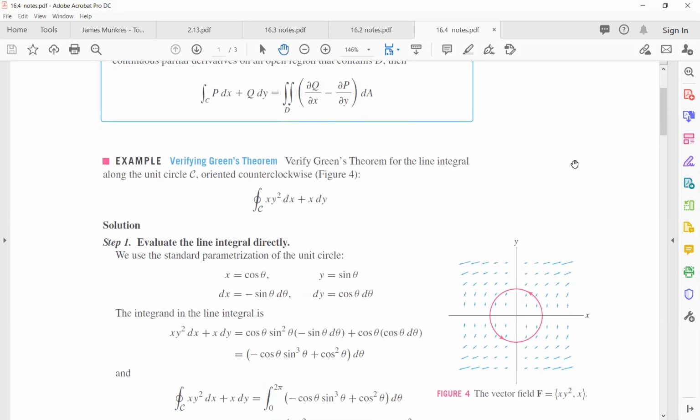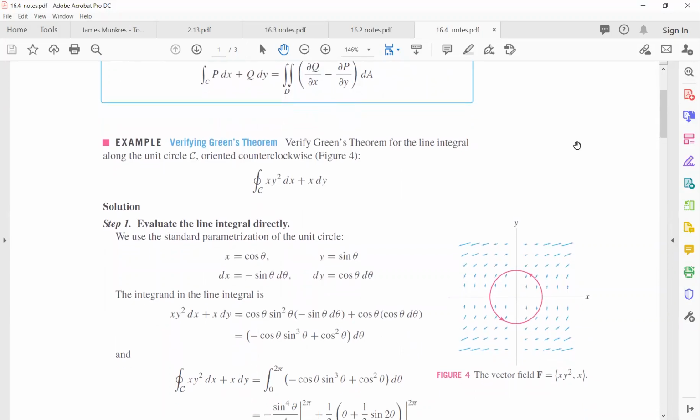Perfect. First of all, let's just evaluate this integral by using parametrization. Since you have a unit circle, the radius is equal to 1. X is just r cosine theta, so r is equal to 1. That's why it is just cosine theta. Y is r sine theta, but again, r is 1, so y is sine theta. We need dx and dy. Dx is negative sine theta d theta. Dy is cosine theta d theta.